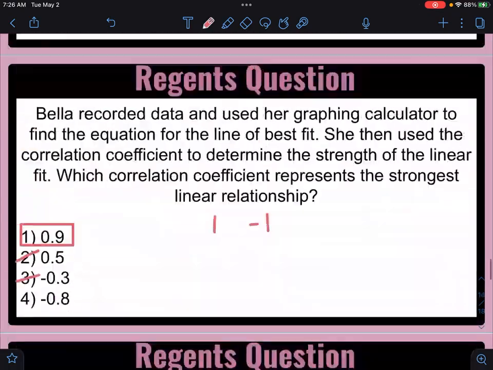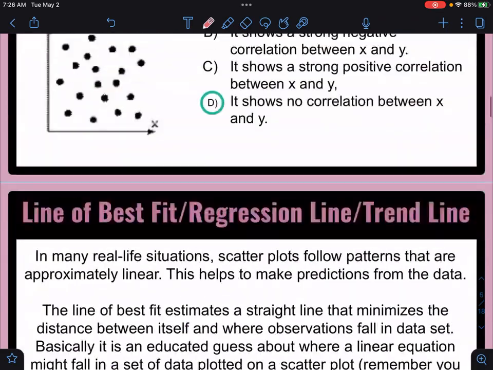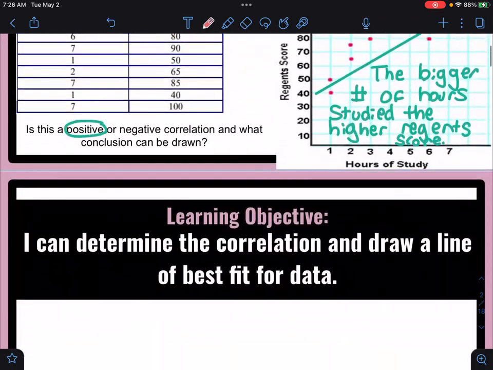Alrighty, and that wraps up our lesson on finding the line of best fit and correlation coefficient.